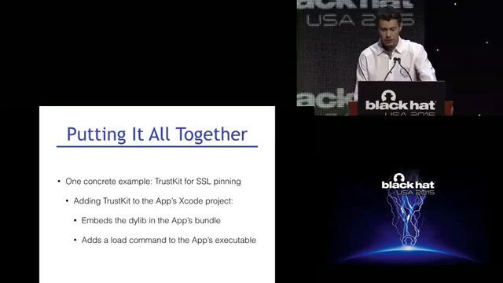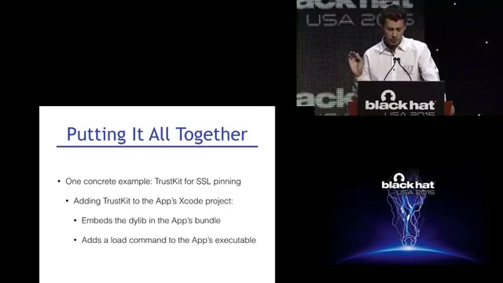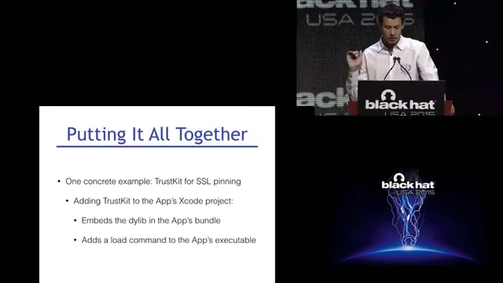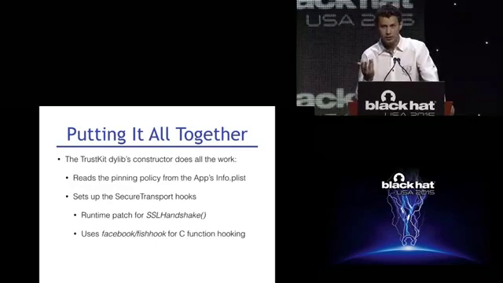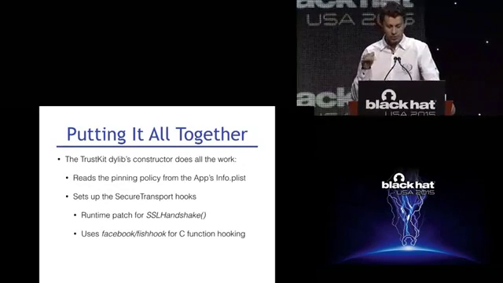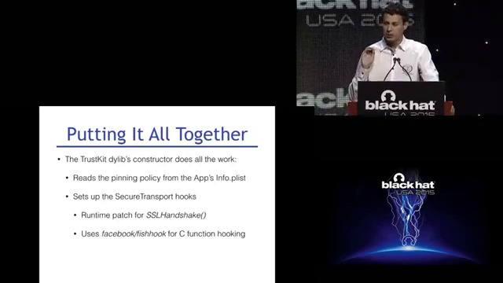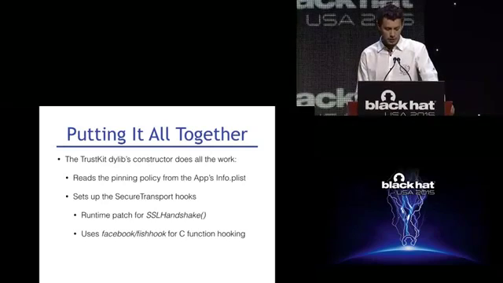So going back to TrustKit, now it's the recap of how it really works. When you add TrustKit to your app in Xcode, it puts the dynamic library into the app's package, and then it adds a load command to your app, so that when the app starts, TrustKit is also loaded. When TrustKit is loaded, it has a constructor that's defined, and so that constructor gets run. What it does is get the pinning policy from the manifest, and then it sets up some hooks in Secure Transport. Specifically, it's extending the function called SSLHandshake, which takes care of the SSL handshake, so it's extended to do SSL pinning. And for patching that function, we're using Facebook Fishhook.